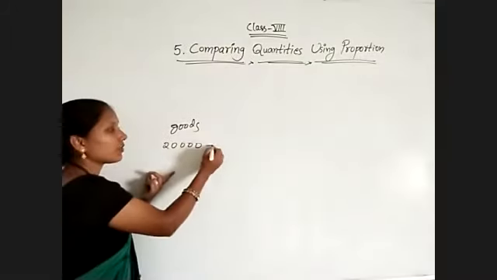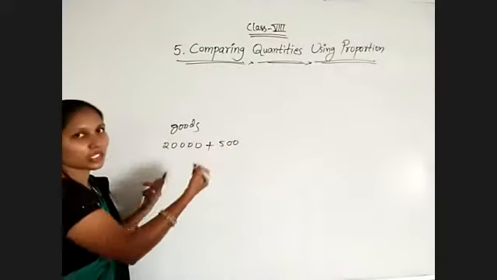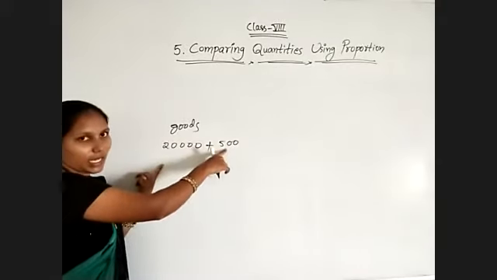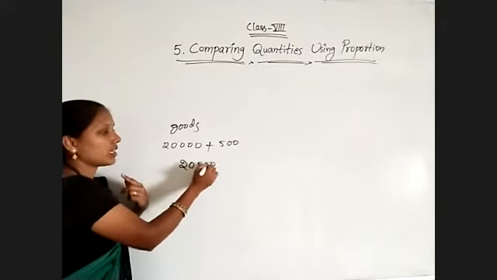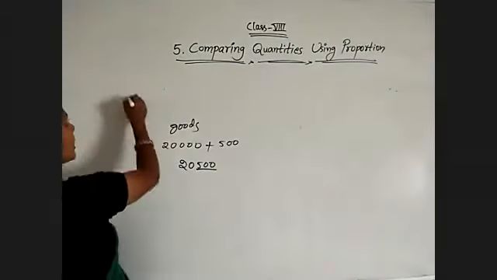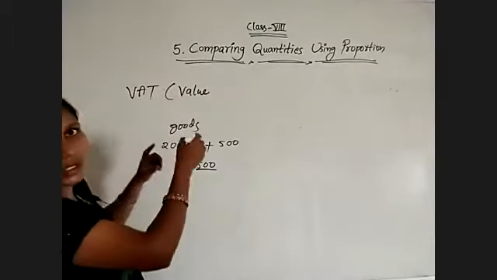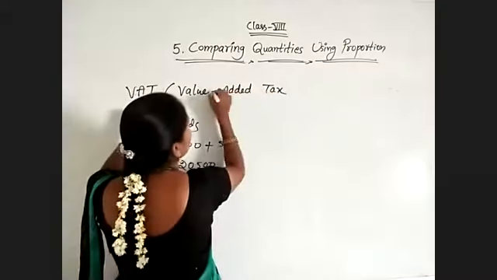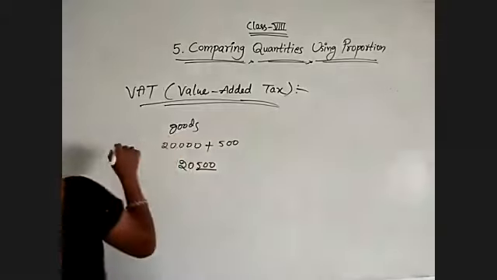Just observe, if we are paying some tax, it is nothing but extra amount. For suppose 500 you are paying to bring those goods. So the complete amount, the actual amount plus the extra amount, is known as value added tax. That is 20,500. This 500 rupees is a tax. So value added tax, VAT, is the extra amount we are paying for goods. Value added tax is nothing but selling price plus extra amount.